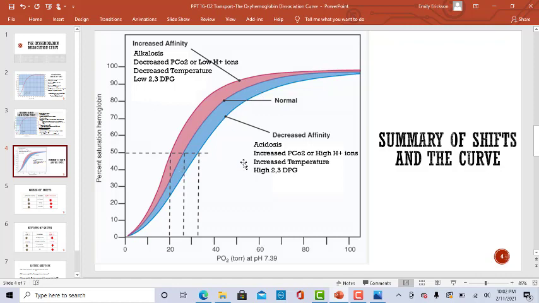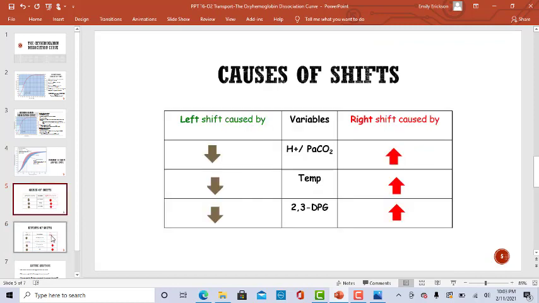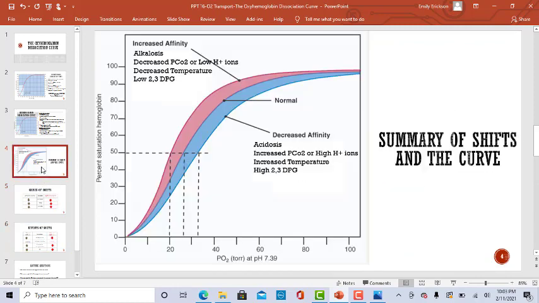Over here on the right side, you have all of these things going on, and you're going to have this higher pressure of oxygen to get to 50% saturation. And it's because you have an acidosis, you have this increased PCO2 or high amounts of H plus ions, increased temperature, and high 2,3-DPG. So for right now, because we're going to kind of build on this pyramid style, just really memorize what causes the left shift and the right shift and know that the left is in the lung and it's where oxygen is loaded. The right shift is in the tissues and it's where oxygen is unloaded.